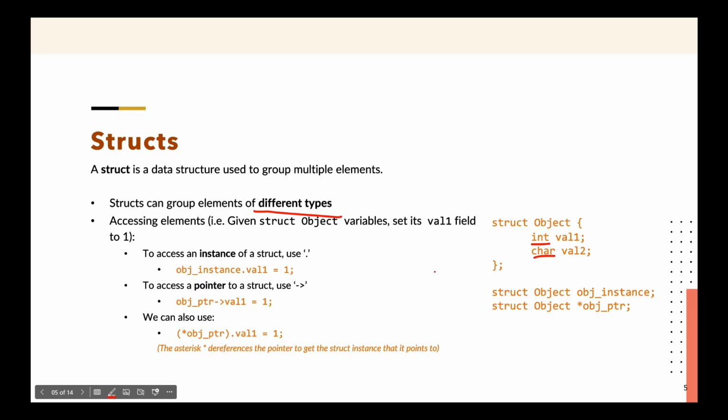So if you have an instance of the struct directly, like we have right here, you just declare it as a struct itself, you can access that element by using this dot notation. So if we wanted to access value 1, it's like this object instance dot value 1, and that's how you access it in that case.